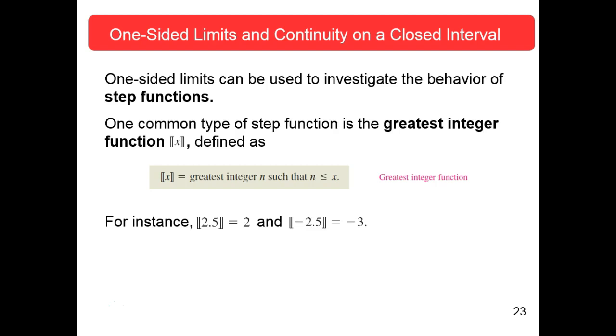Why do you always look to the left? Because its greatest integer, n, is less than or equal to x. That means it's on the left-hand side. And we like lefties, don't we? Answer yes. Okay, good.